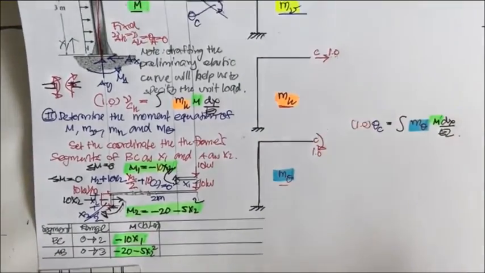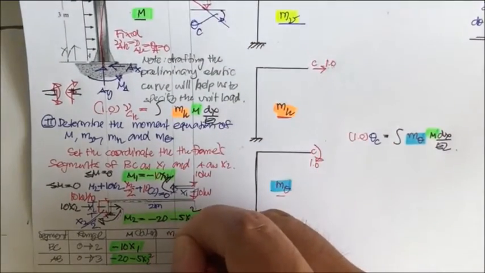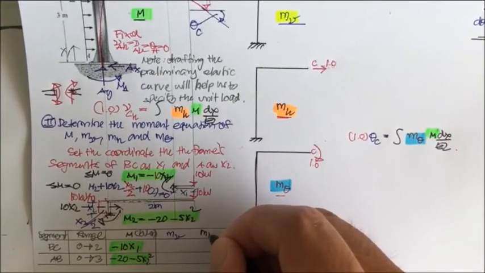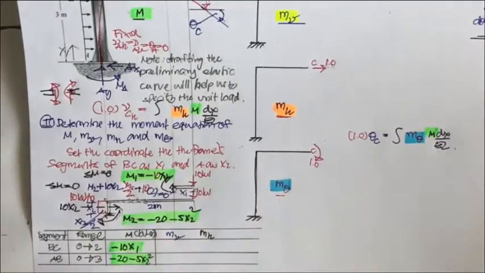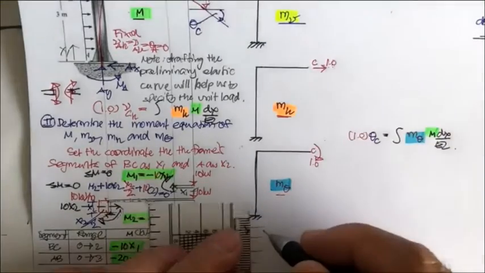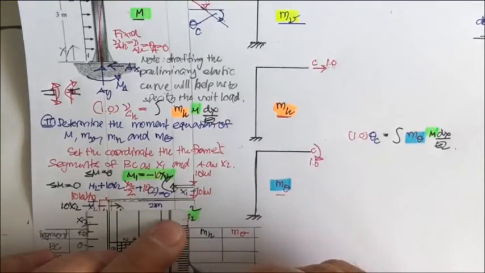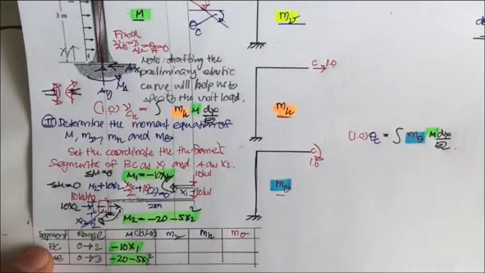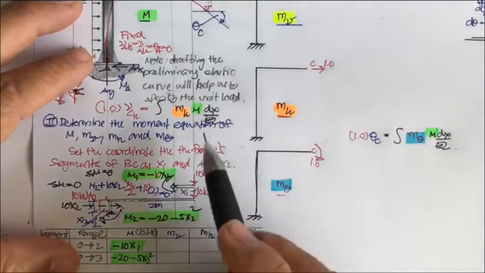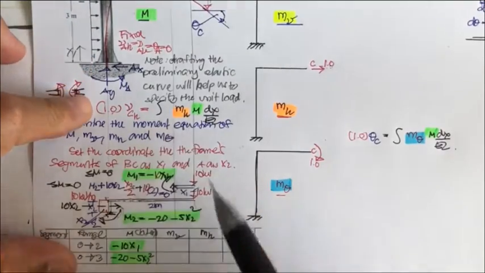And then what we have is the m sub v, the m sub h, and the last one is m sub theta. And that's what you have over here, here, and here. That is going to be the table that's going to help you when putting the required moment into the virtual work equations.